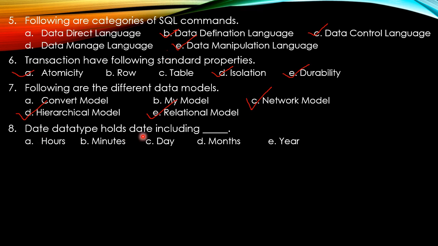Date data type holds date including... date data type में date होता है ये सबको पता है, लेकिन उसमें क्या क्या रहता है? Hours, minutes, and what you can say? What is the next option you can say? Month रहता है क्या? Day रहता है क्या? Year रहता है क्या? If you remember what it is, date में कैसा रहेगा? HH रहेगा क्या? Date के लिए, time के लिए होता है hours and minutes. टाइम के लिए होता है hours and minutes.